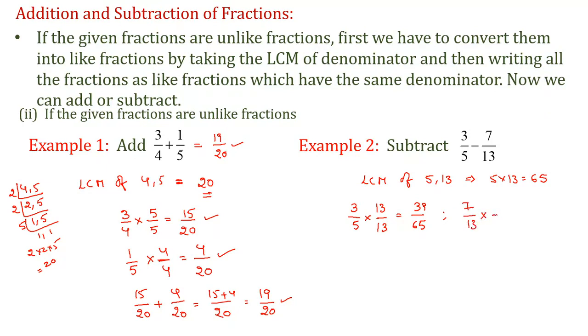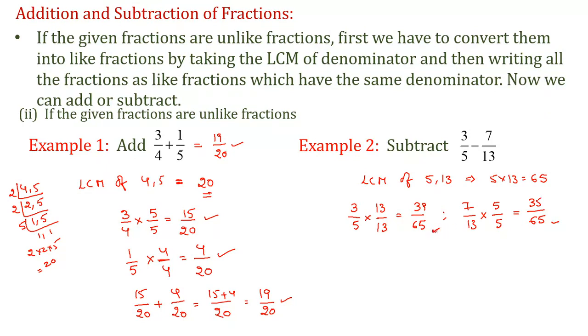Here also, by which number do you have to multiply the denominator to get 65? Observe here, 13 5s are 65. So you have to multiply with 5. So now you have to multiply the numerator also with 5 to get the equivalent fraction of 7 by 13. 7 5s are 35. Observe here, both the fractions are like fractions.